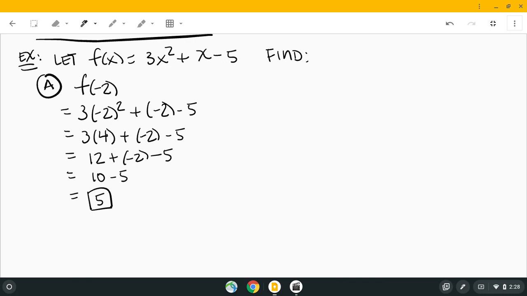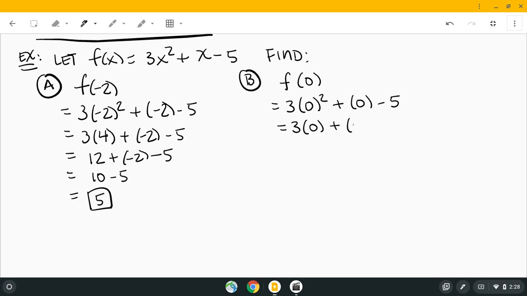All right, let's try this one. Let's find f of 0. So that means I have to replace all of the x's with 0. So I'm going to do 3 times 0 squared plus 0 minus 5. So 3 times 0 plus 0 minus 5. So that's 0 plus 0 minus 5. And that's just going to be negative 5. Okay?